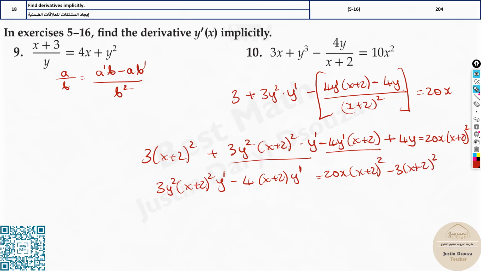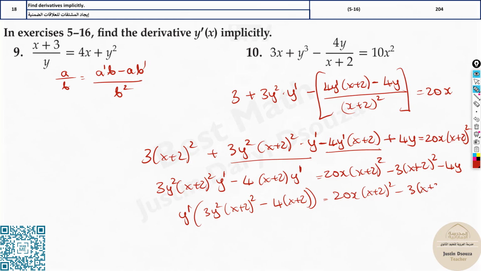And then what do we have here? 4y will go to the other side, minus 4y. I hope this much is clear. And then we just take this y prime outside. Now basically you're remaining with 3y squared into (x plus 2) the whole squared minus 4 times (x plus 2) equals 20x into (x plus 2) the whole squared minus 3(x plus 2) the whole squared minus 4y.